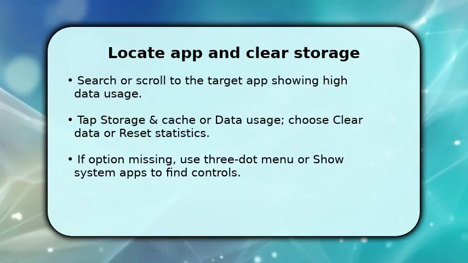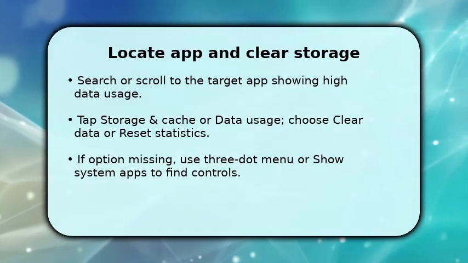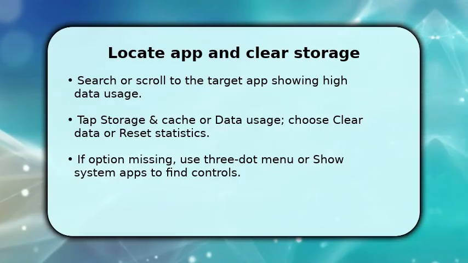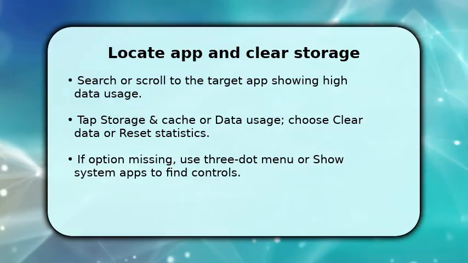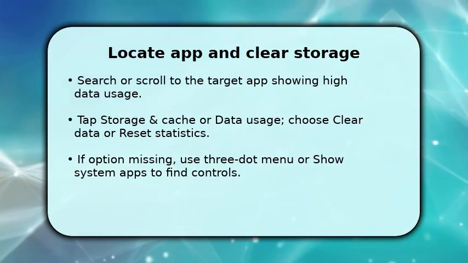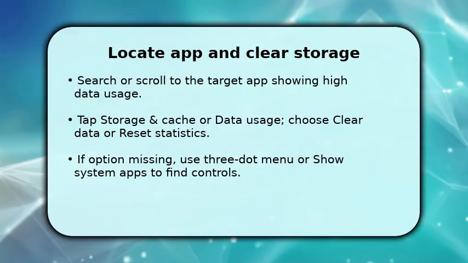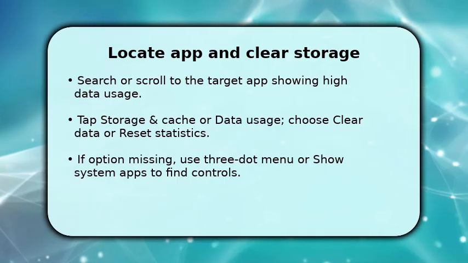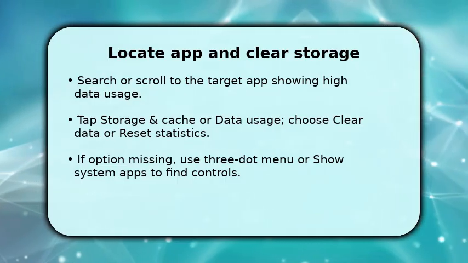accidental resets. Once you've opened its info page, tap Storage and Cache or Data Usage. This is where MIUI keeps statistics and cached counters. Then select Clear Data or Reset Statistics to remove the recorded usage numbers. If you don't see those options, check the three-dot menu or enable Show System Apps.